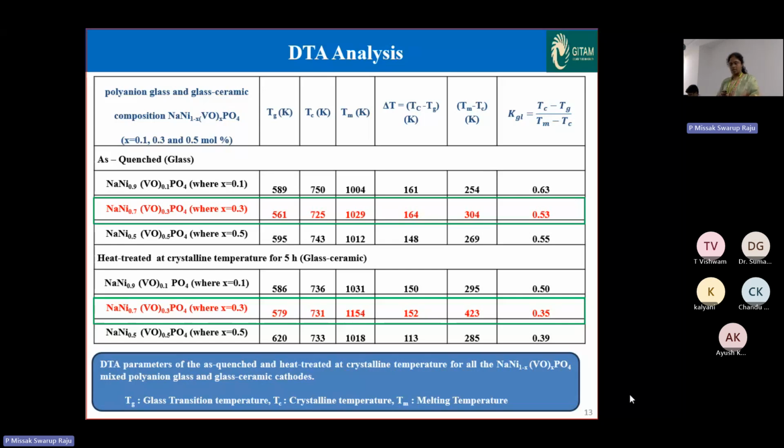These glass samples are heated at the crystallization temperature for 5 hours, and the glass ceramic materials are obtained. Taking the delta T value, the glass stability parameter, that value is 152, which is also high compared to the remaining values. The KGL value is 0.35. So for the glass ceramics the value is 0.3, and for the glass the KGL value is 0.5. So that is the best sample of the three. This is related to the DTA analysis.